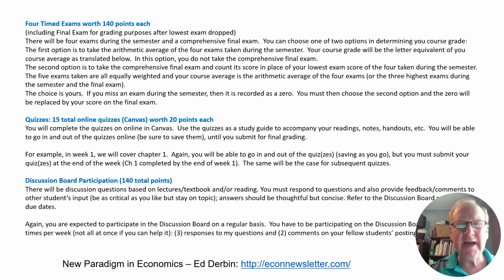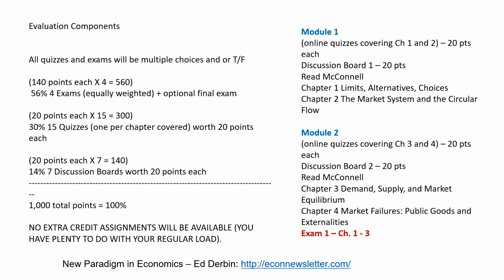Now, on this last slide, we're looking at the evaluation components. The exams are 4 graded exams with that optional final exam, where we would drop the lowest score, for a total of 560 points. The quizzes are 20 points each, and there are 15 chapters, so we have 15 quizzes. Hence, we end up with 300 points for that.